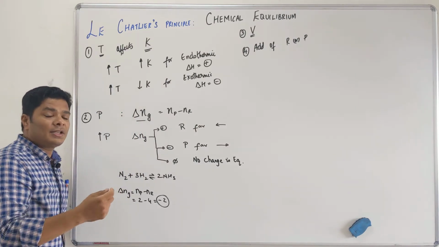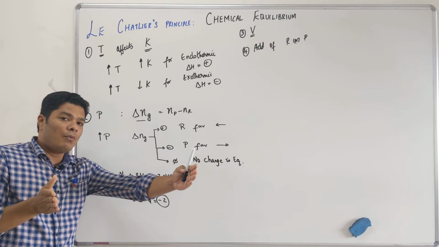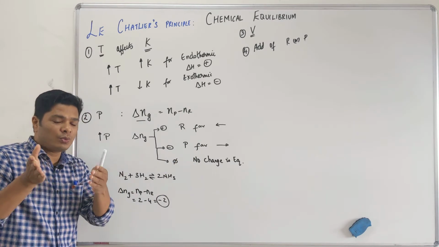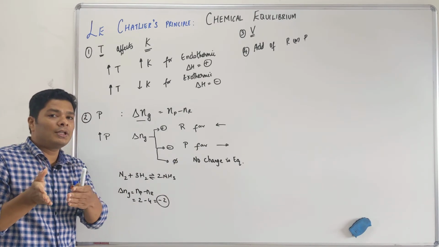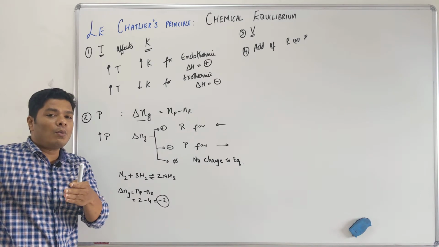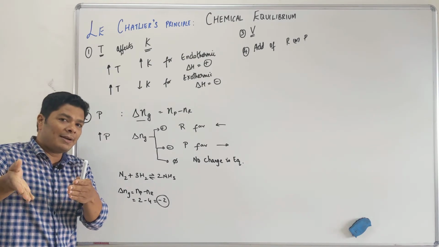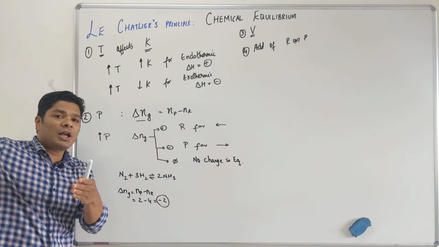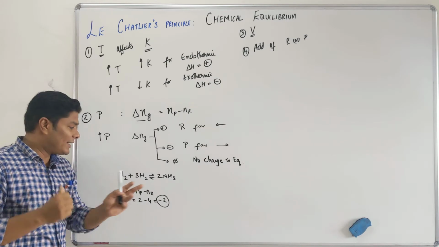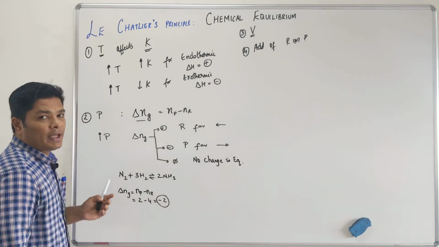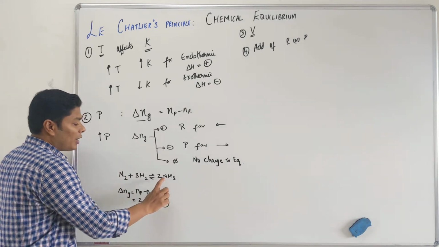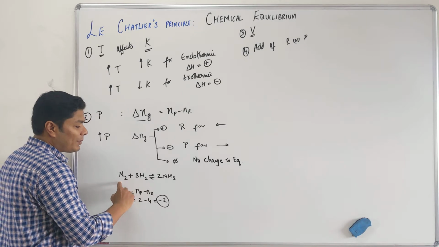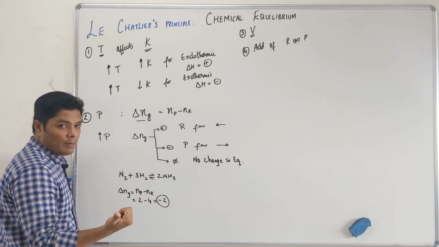What changes is that Q has moved far away from K. Q is the value at any given time. Because you add products, Q moves away. Q has become bigger. Now it wants to come back to K, so it will become reactant favored. So simply, instead of thinking in terms of Q: if I add product, it goes to the reactant side; if I add reactant, it goes to the product side. You can remember it that way.